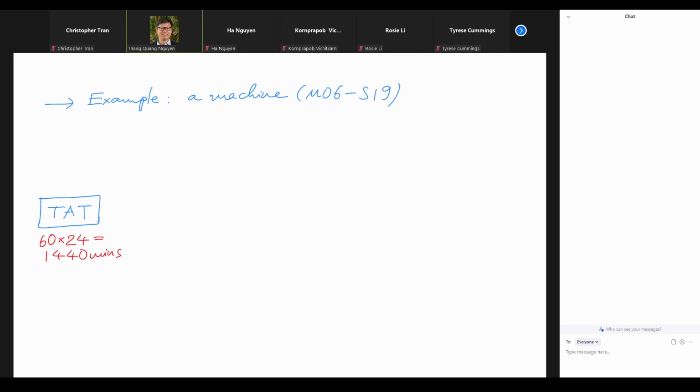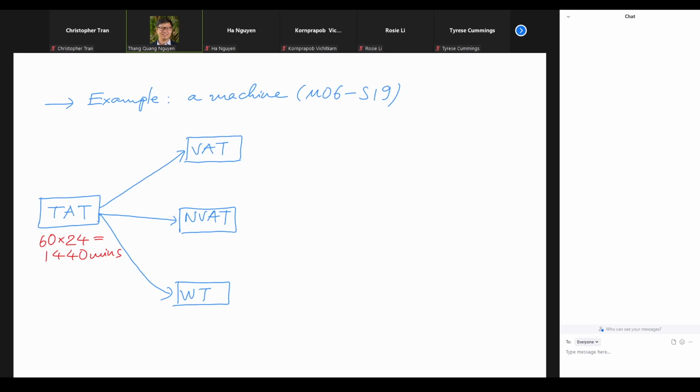And then our task is the following. We need to break this total available time into the value added time, then the non-value added time, and then the waste time. Right. So that's a task that we have to do.